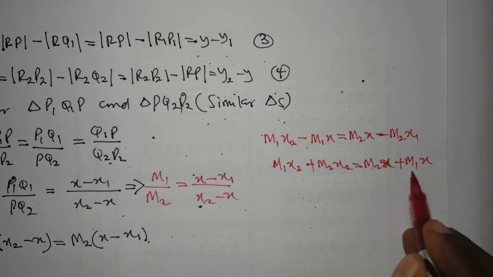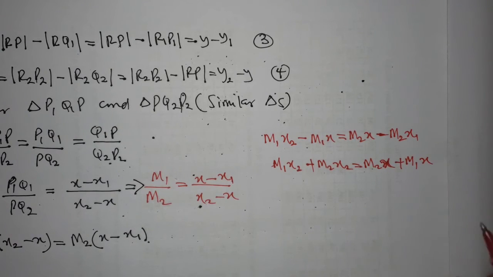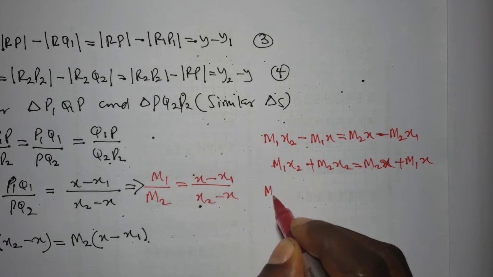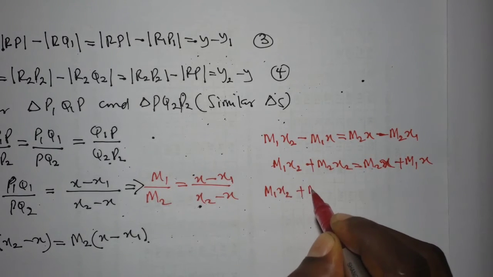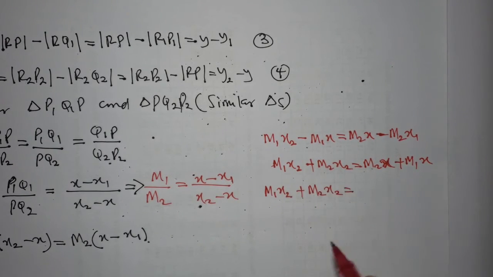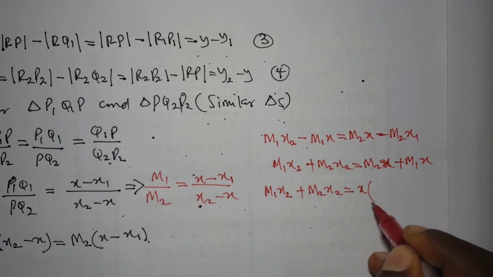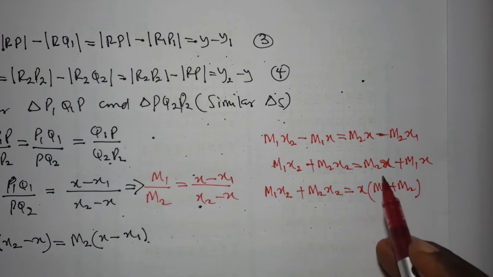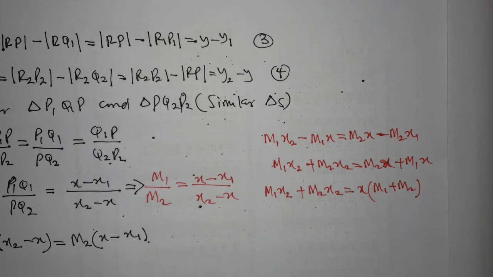So if you look at the right hand side, you see that x is common, so we can factorize x. If we do that, we'll have that M1 x2 plus M2 x2 is equal to x times what we have left, M1 plus M2. If you like, you can write it as M2 plus M1. There is no problem with this.